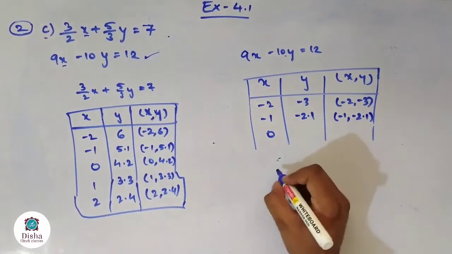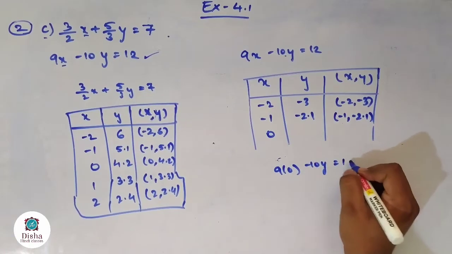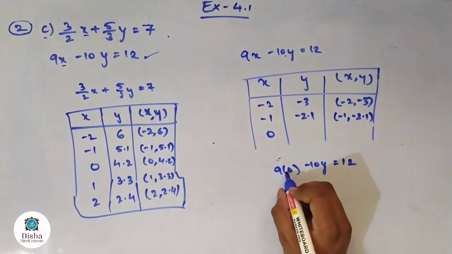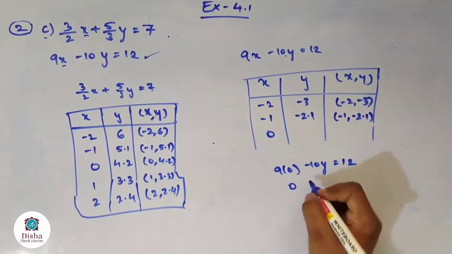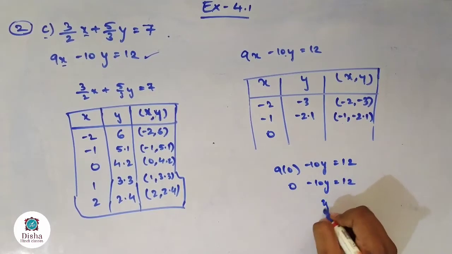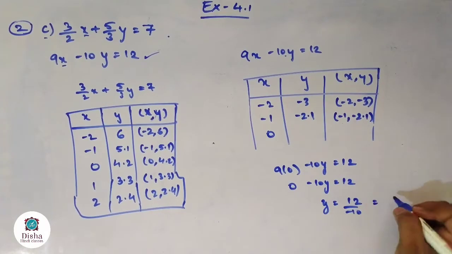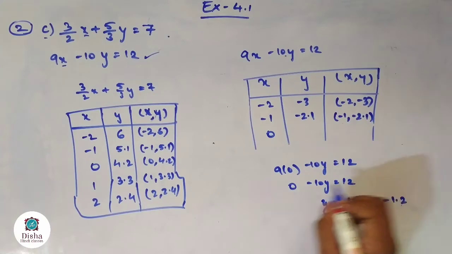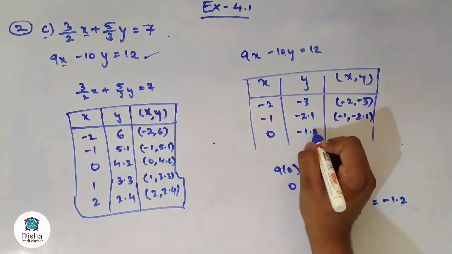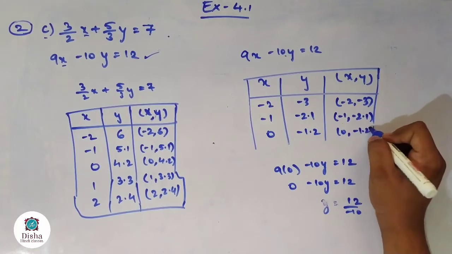So x as 0. 9 into 0 minus 10y equals 12. 9 into 0 will be 0, so minus 10y equals 12. So y equals 12 by minus 10. So it will be equal to minus 1.2. So 0 comma minus 1.2.